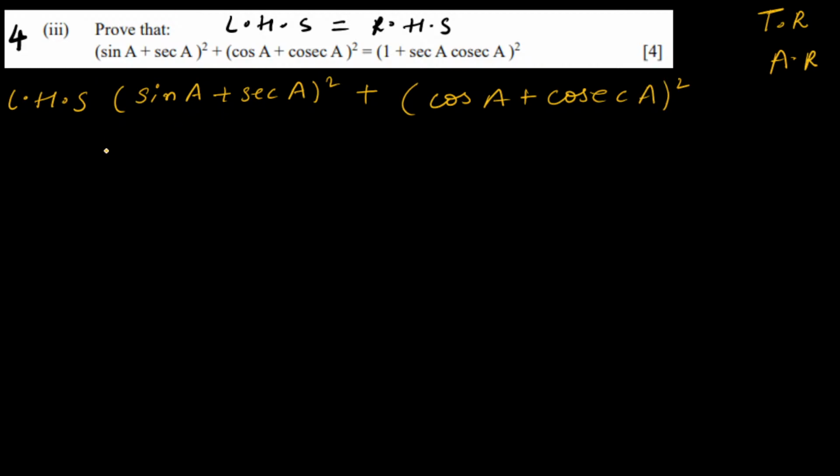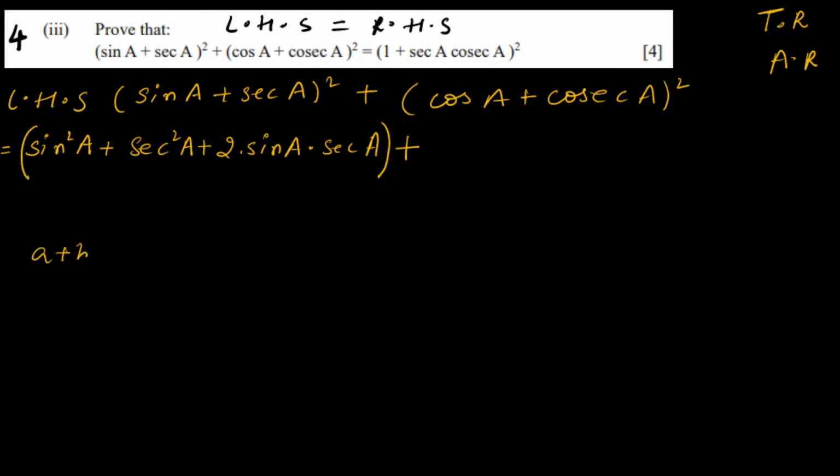So (sin A + sec A) whole square. (a + b) whole square, we know, is a² + b² + 2ab. So this is sin² A + sec² A + 2 into sin A into sec A. So this first I have applied. I hope you remember (a + b) whole square is equal to a² + b² + 2ab. Here a is sine and b is secant.